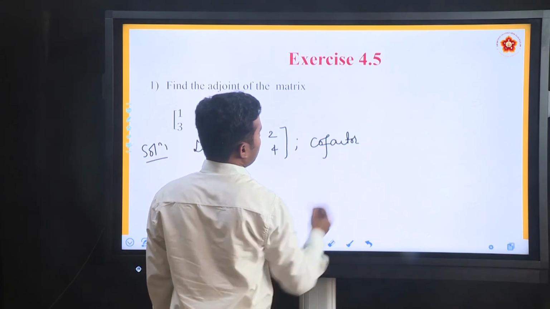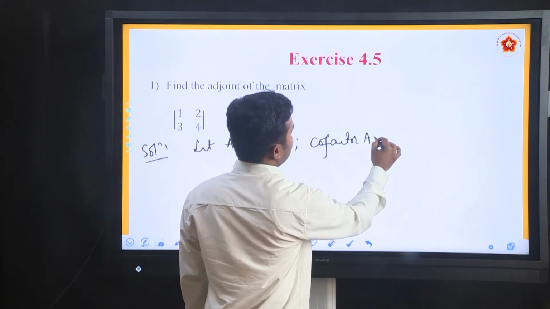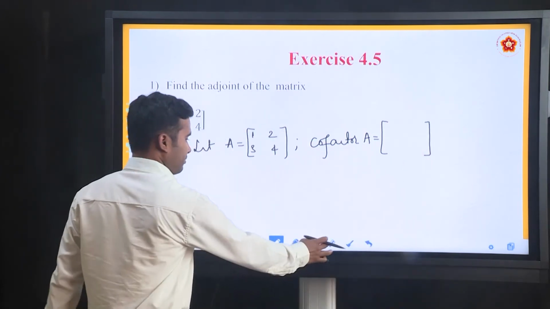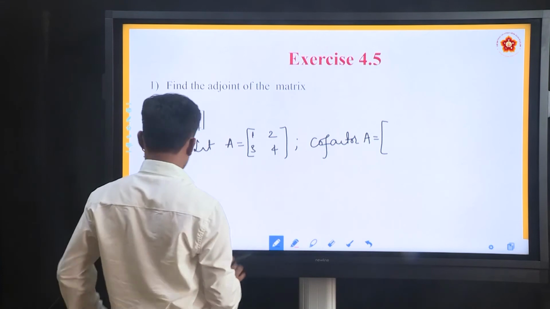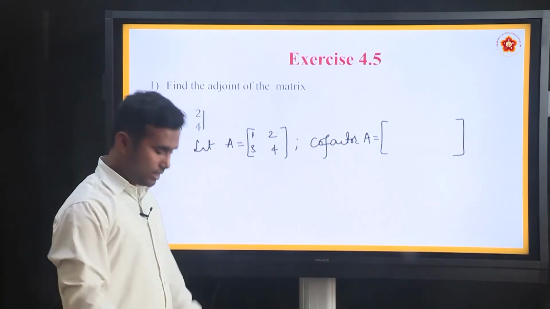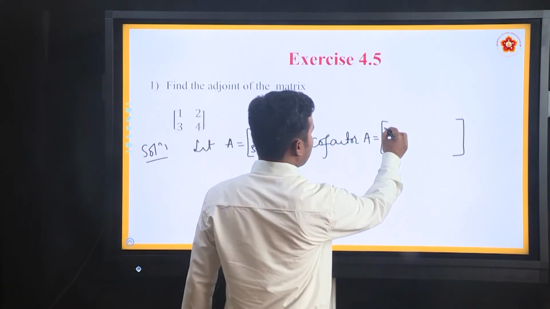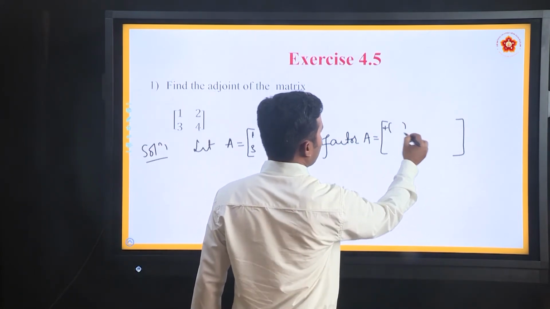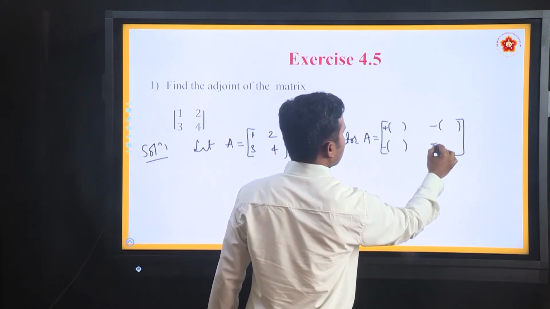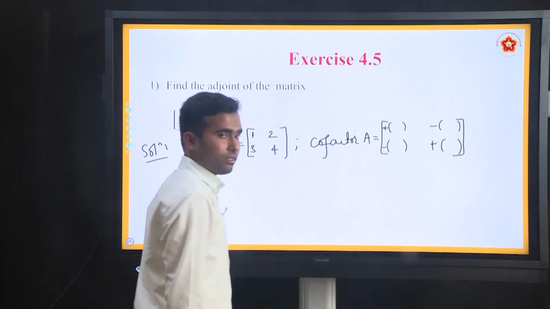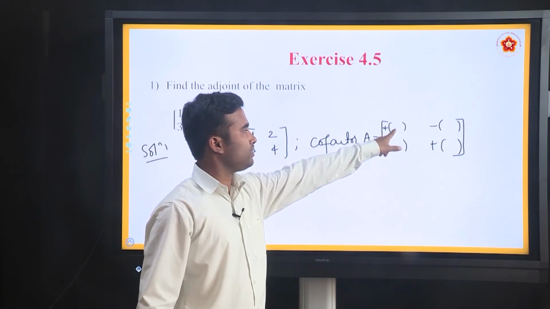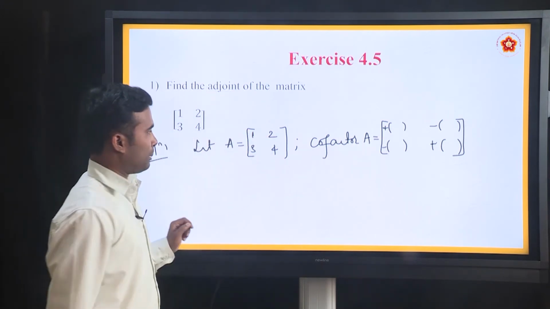Cofactor of A is equal to, okay, I'll write it down. Now, I think you are quite familiar with these symbols: plus, minus, minus, plus. Now we need to fill this up. How are you going to fill this up? Now you wanted to find this element of the cofactor matrix A.